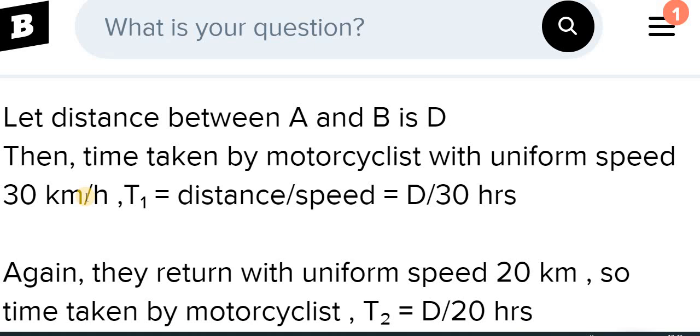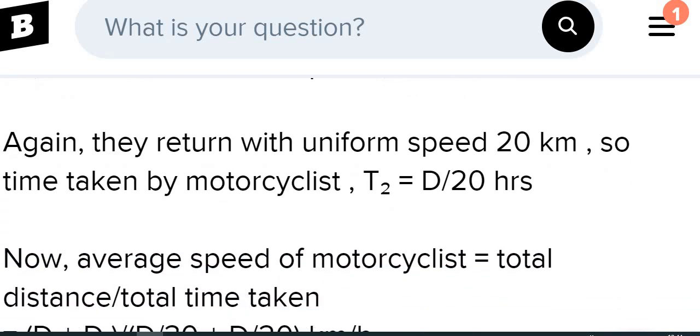before writing down the formula, let's write down the given things. Let the distance between A and B be d. Then the time taken by the motorcyclist with the uniform speed of 30 km per hour is t1, so distance divided by speed gives t1 equal to d divided by 30 hours. Again, on the return with the uniform speed of 20 km per hour, suppose the time taken is t2, then t2 is equal to d divided by 20 hours.